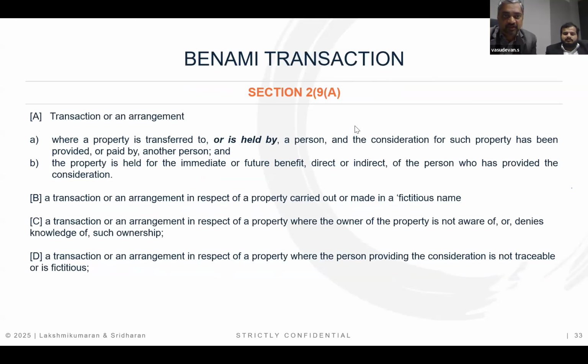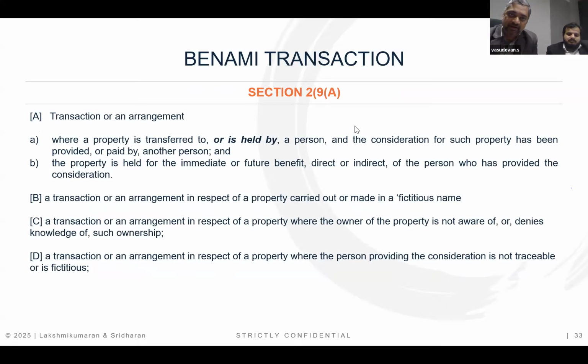definition here. Now, as far as clause A is concerned, clause A requires that there must be a property. That property is transferred to or held by. So the first question is, what is property?